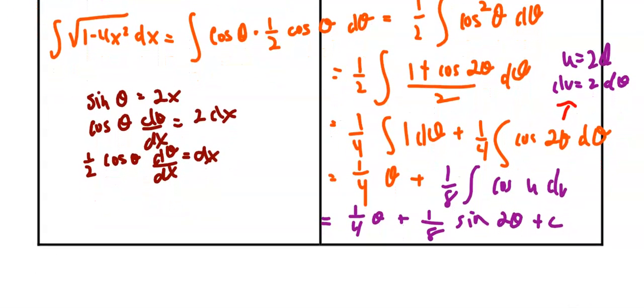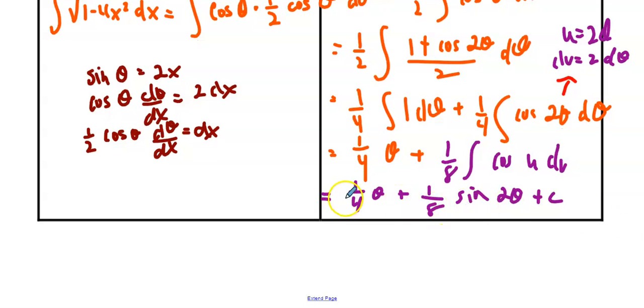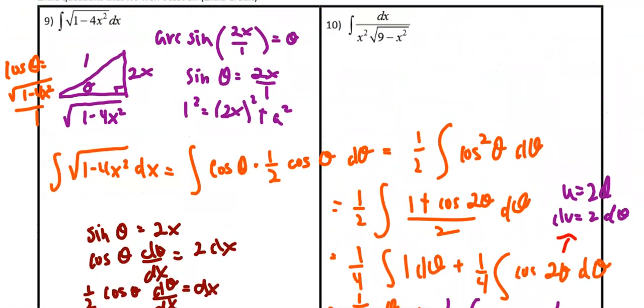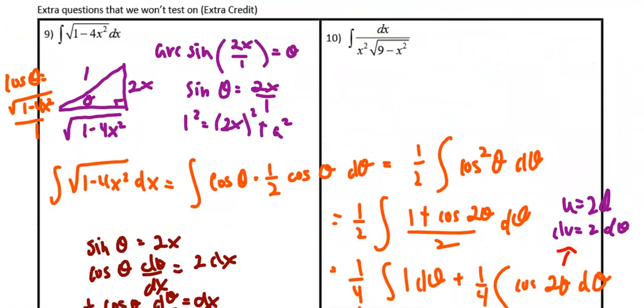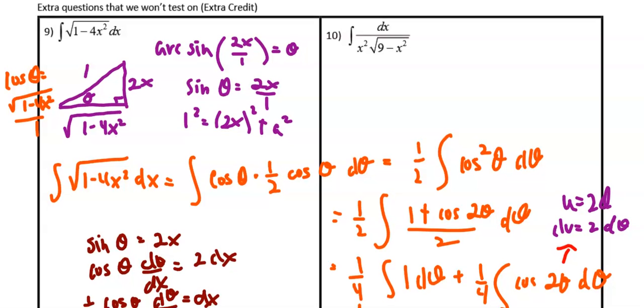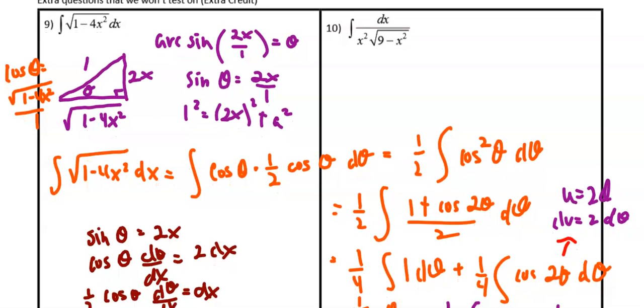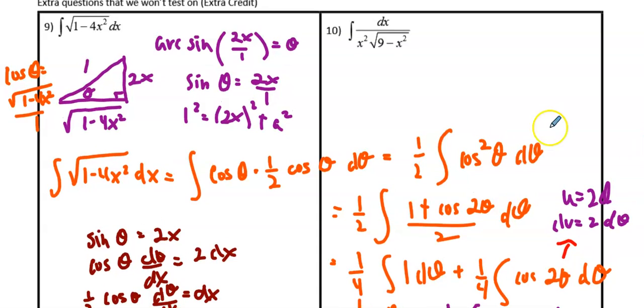All right, guys, so we're not completely finished with the question. So this is the idea, 1/4 theta plus 1/8 sine of 2 theta plus c. Remember that the question was in terms of x, right? So we have x's here. So we want to go ahead and rewrite our function in terms of x to get it back to where we were, just like with u substitution. So we know what theta is. We know theta is going to be the arc sine of 2x.